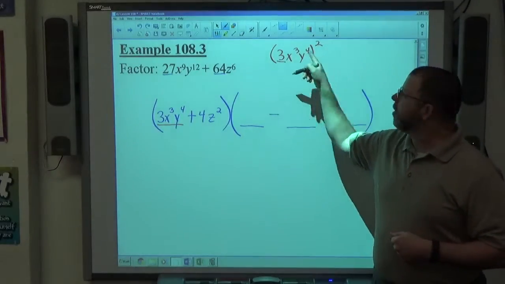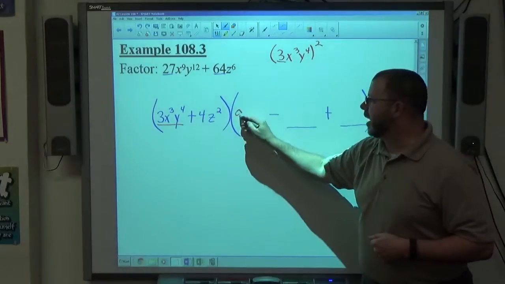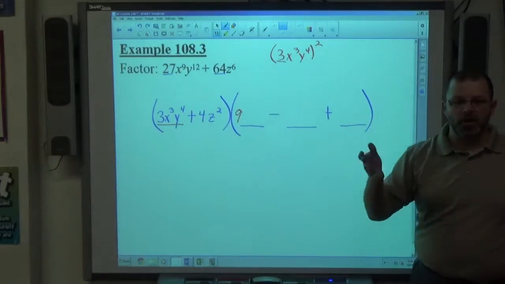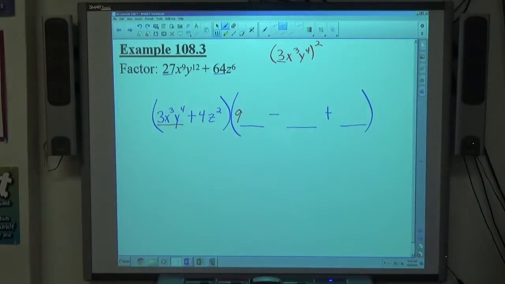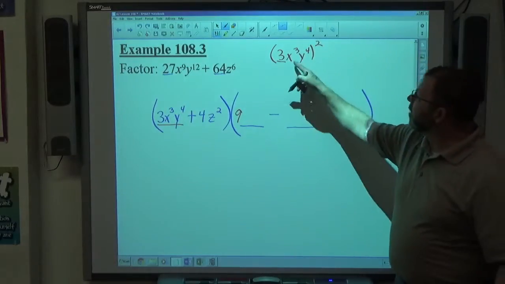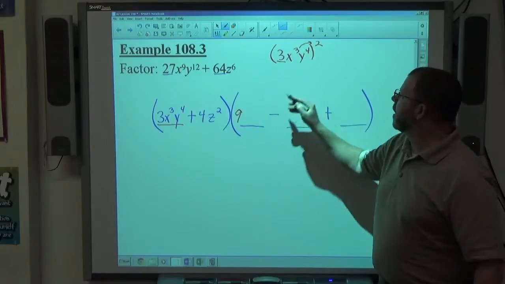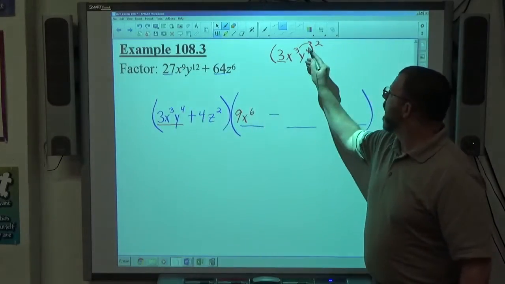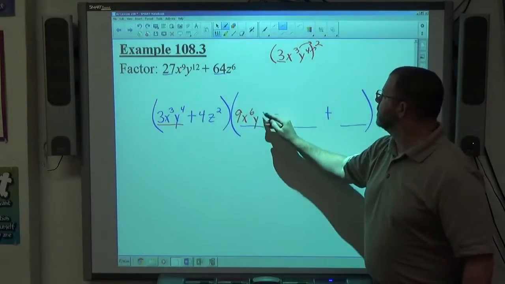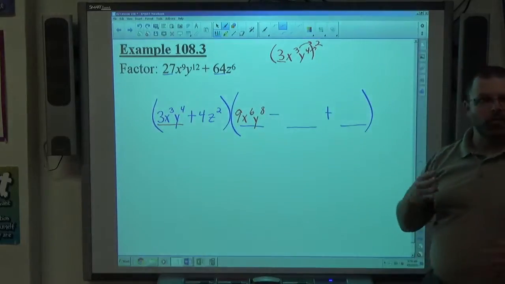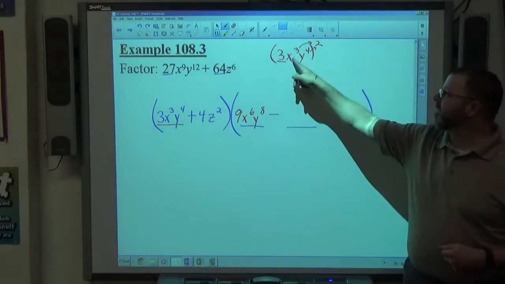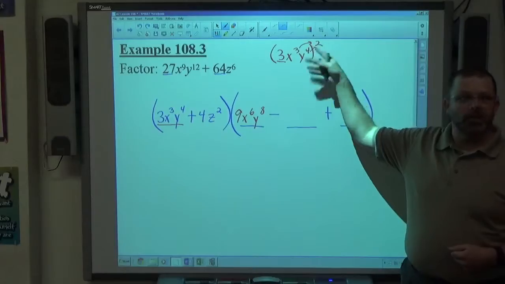Coefficients get raised to a power. 3 to the 2nd power is equal to 9. Any numerical values being raised to that power, you multiply it by itself. Letters being raised to powers, you multiply the power. So I'm going to multiply 3 times 2 to get 6. I'm going to multiply 4 times 2 to get 8. What I've seen students do in the past, they'll say x to the 9th, y to the 16th, because 3 squared is 9, 4 squared is 16.